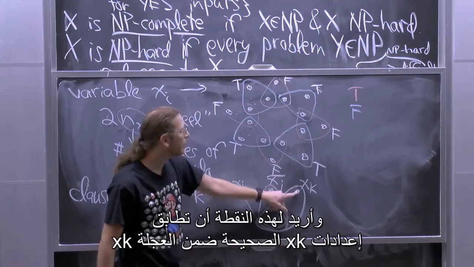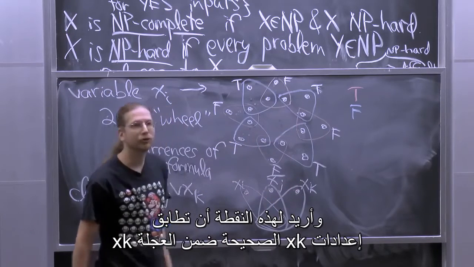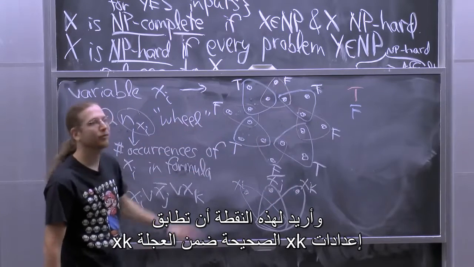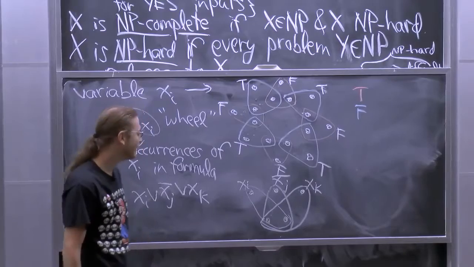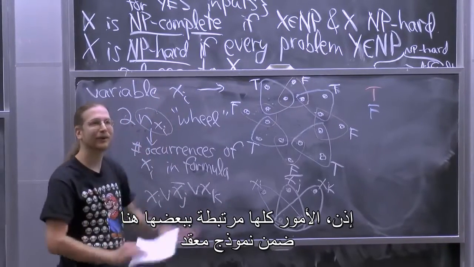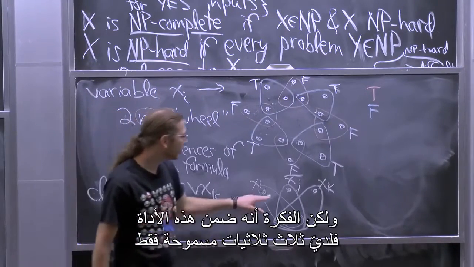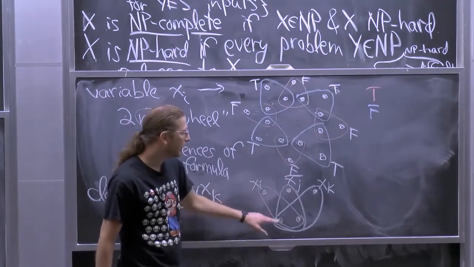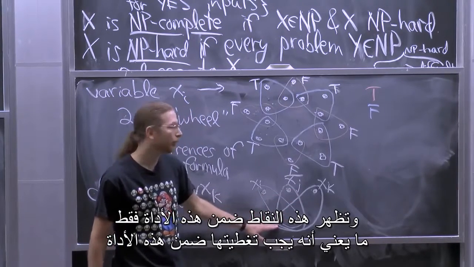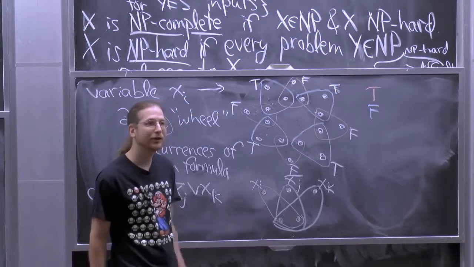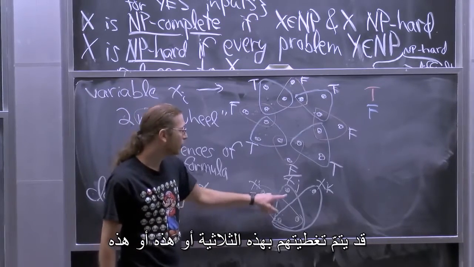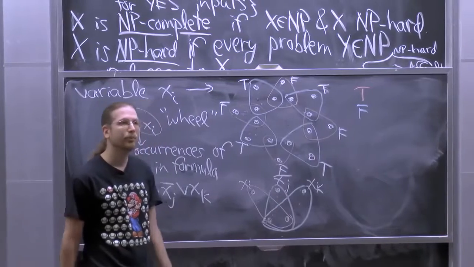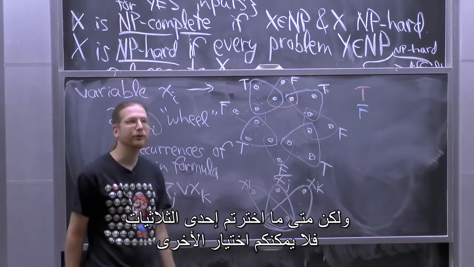I want this one to be xk true, setting in the xk wheel. So these things are all connected together in a complicated pattern. But the point is, within this gadget, I only have 3 allowed triples. And these points only appear in this gadget, which means they have to be covered in this gadget. They can be covered by this triple, or this triple, or this triple. But once you choose one, you can't choose the others.